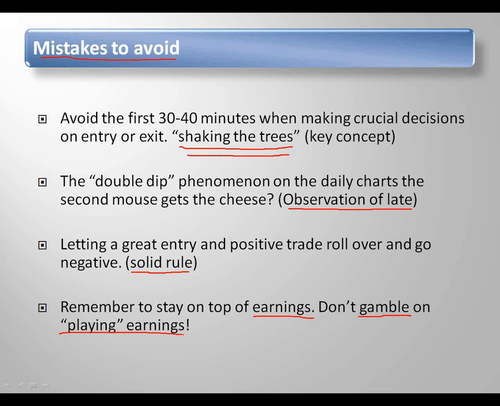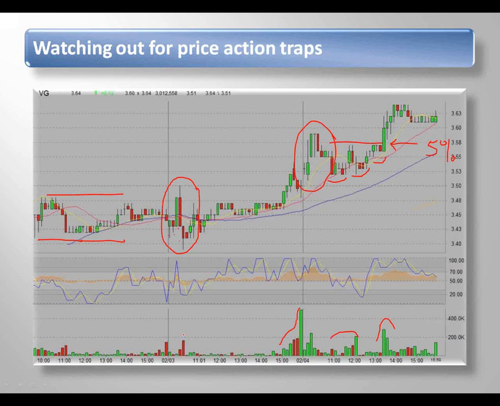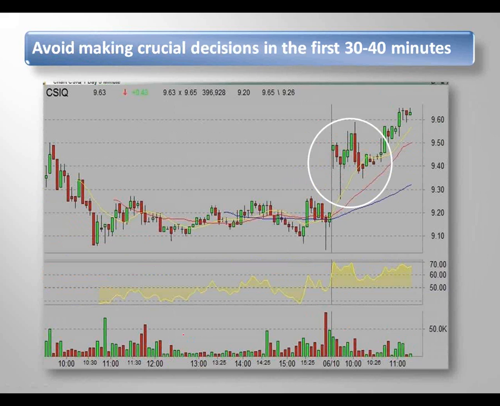No, we just don't believe in throwing caution to the wind and taking a trade into earnings when you know there's earnings, because anything can happen. And we'll show you a chart of that. So here's some examples of the slide we just talked about. This is CSIQ. It's a solar stock from last year.